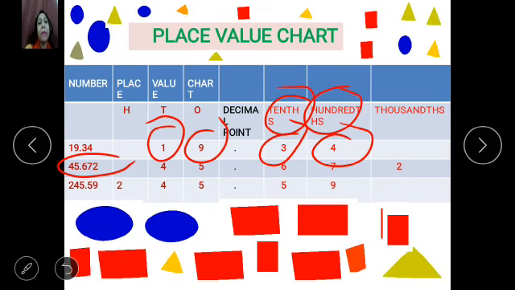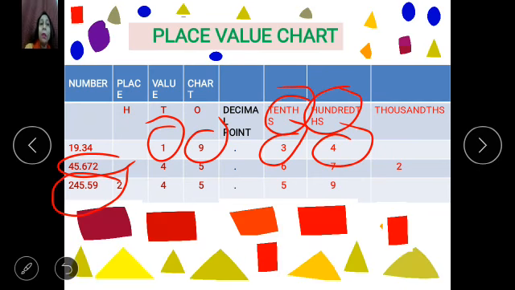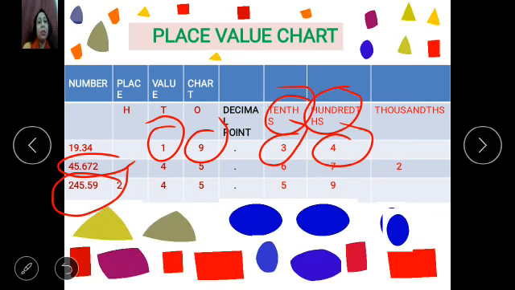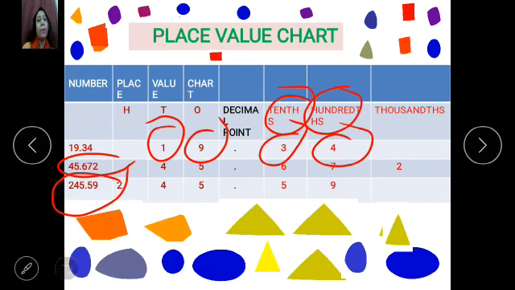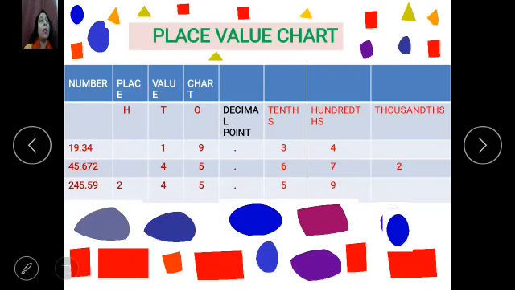Some more examples I have taken, like 45.672 and 245.59. Like that I have arranged. You just see. Now come to the next.